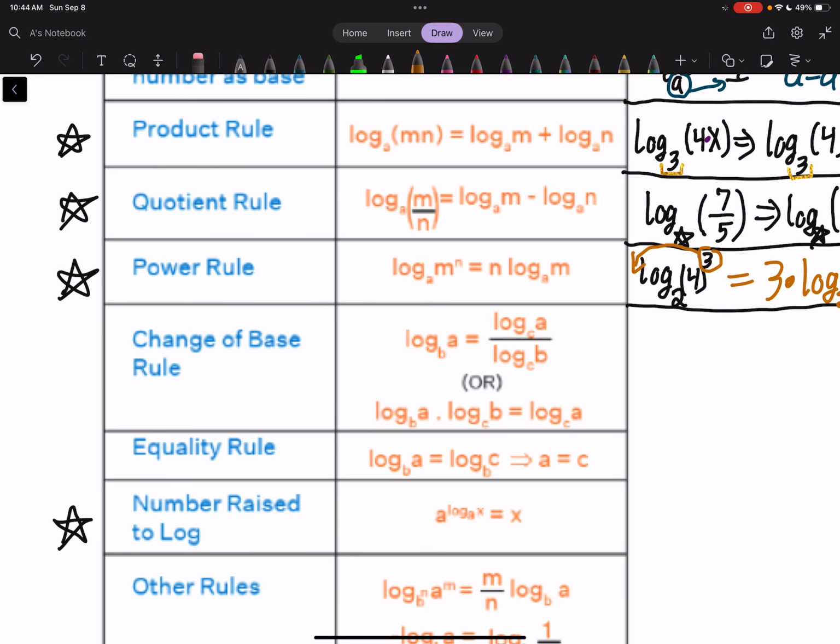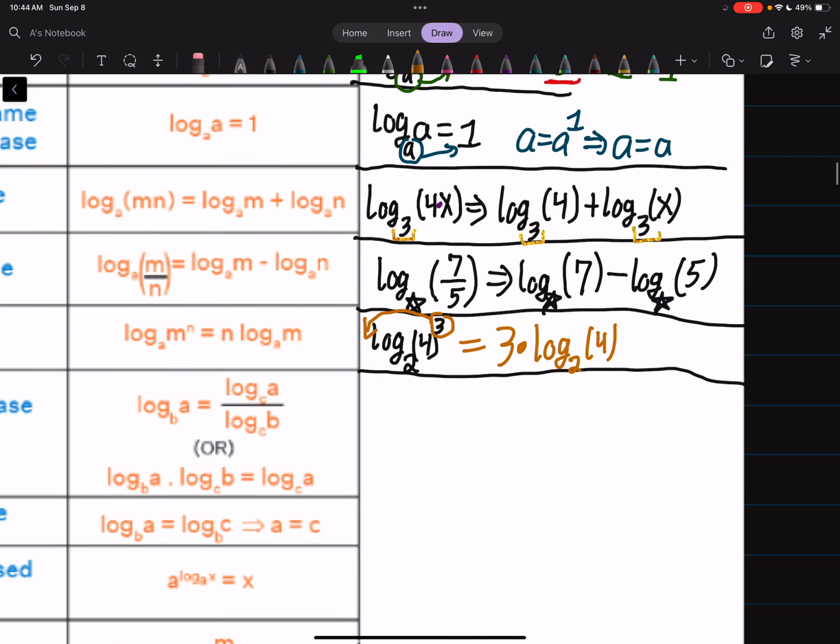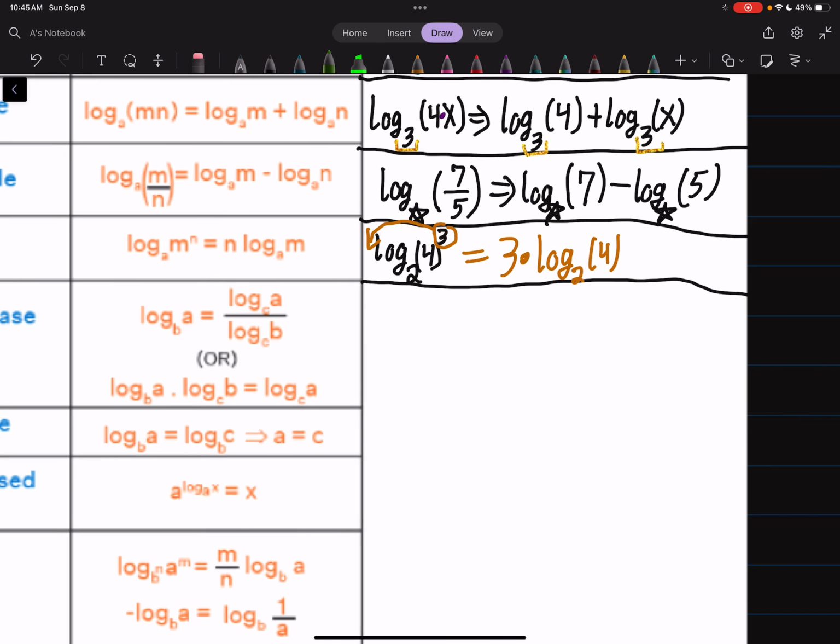Okay, and I'm going to show you one that you're not going to have to use because of Desmos. The change of base rule: if you have log base 7 of 3, in the old calculators like you have hanging on the wall in most of your classrooms that you've had in math, you cannot type this into the calculator. It won't let you because you cannot change the base on the log.